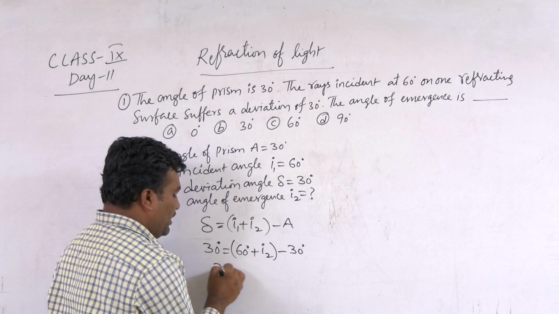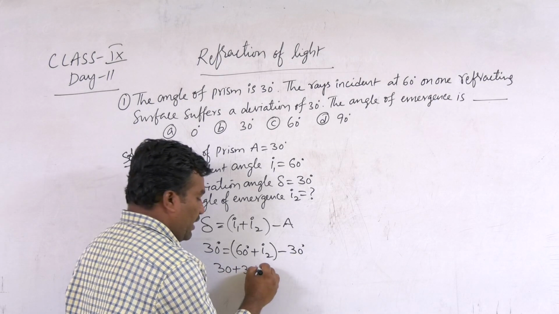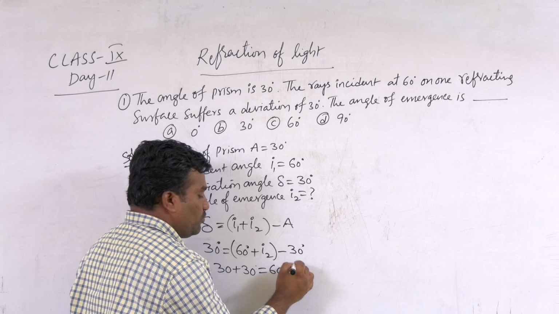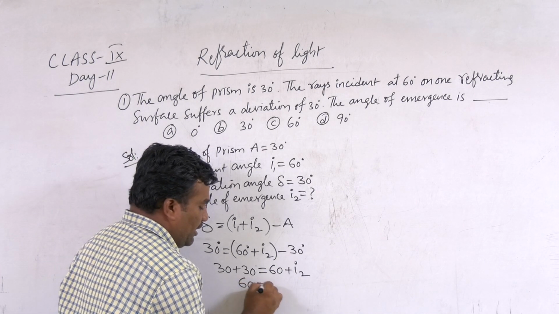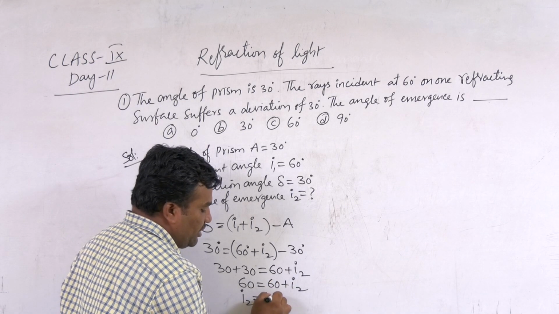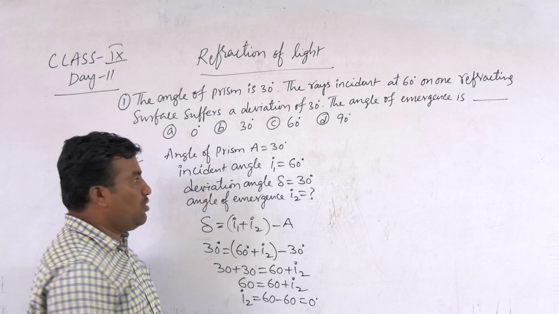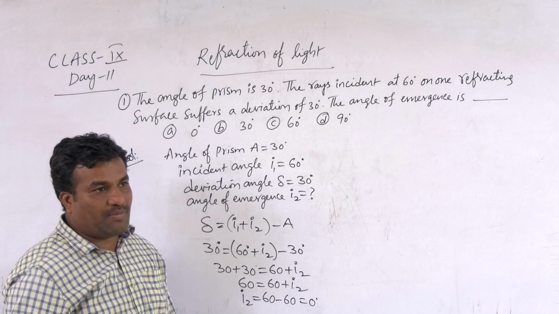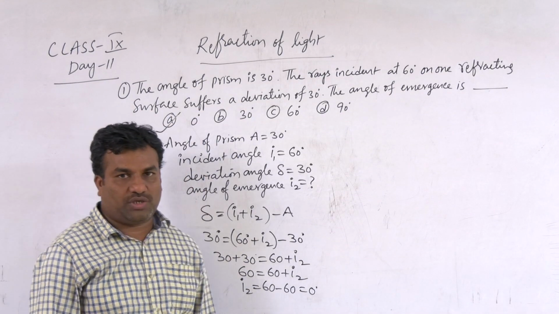Okay, so 30 plus 30, the RHS goes to LHS, and 60 plus I2. Now 30 plus 30, 60 equal to 60 plus I2. Now I2 equal to 60 minus 60, that is equal to 0 degrees. So now we are getting the angle of emergence is how much? 0 degrees. First option is the right option.